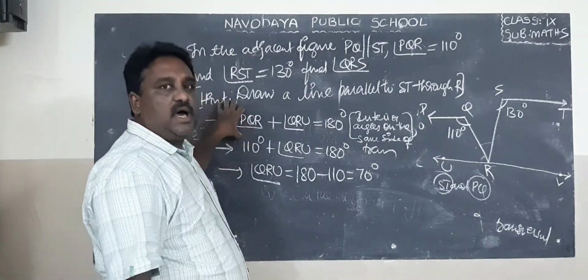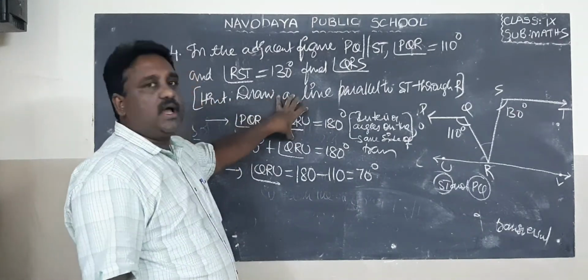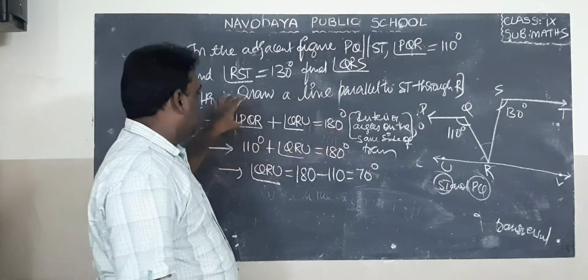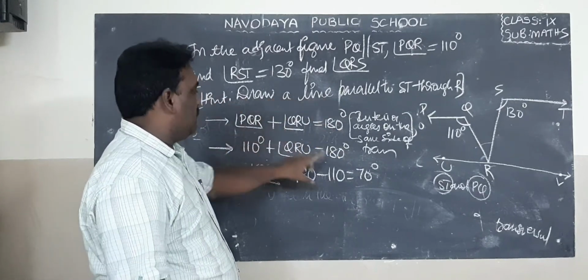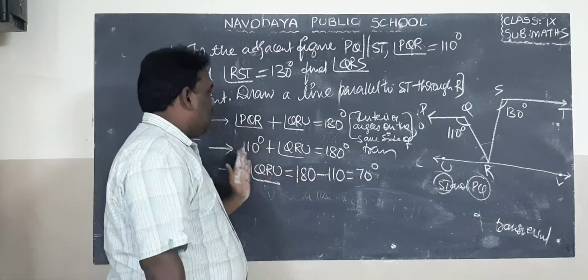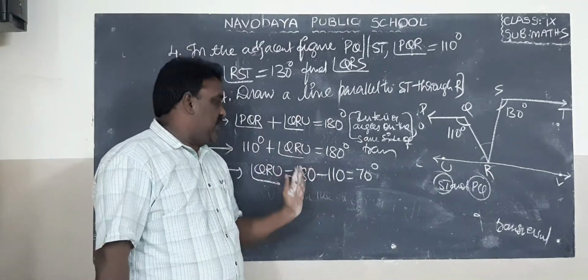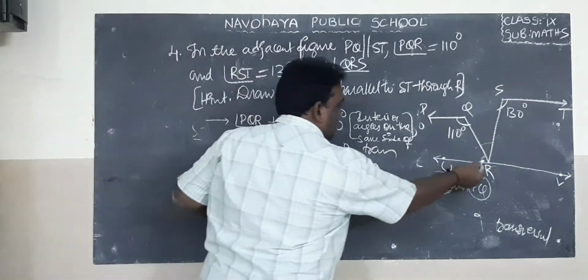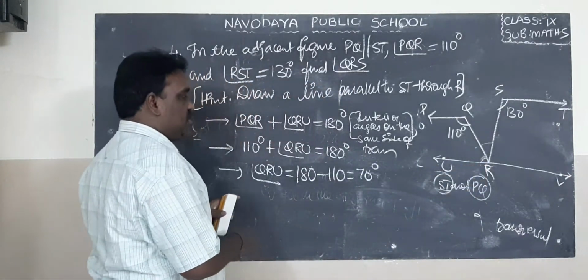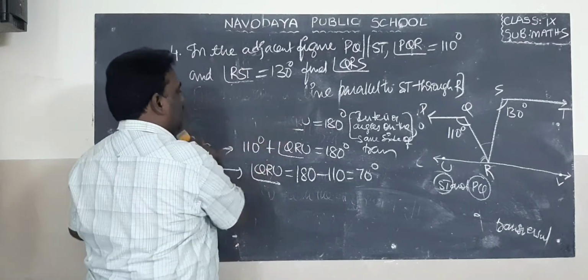Angle PQR plus angle QRU equals 180. First one is 110 plus QRU equals 180. 110 is moving to the right side. 180 minus 110 is 70. This is angle QRU equals 70. Then the second part.